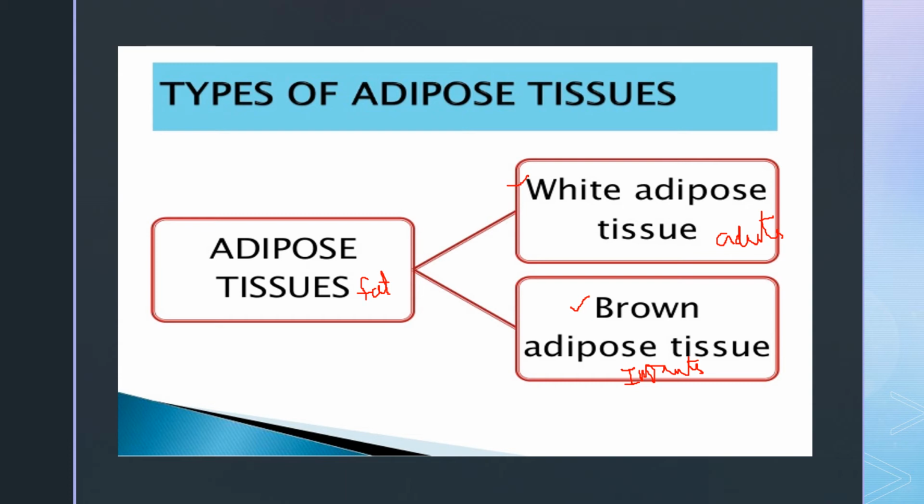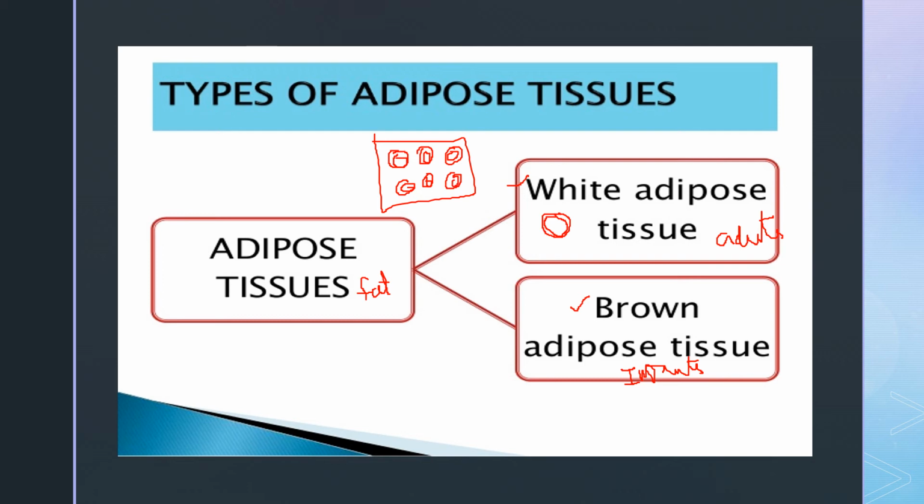So white adipose tissue is predominant in adults, and here the fat is stored in the form of a single droplet in the entire cell. Okay, now if you assume this as the adipose tissue, it consists of adipocytes like this, and in these adipocytes the fat droplet is present in the form of unilocular, that means as a single droplet, whereas in the BAT it is present in the form of multilocular.